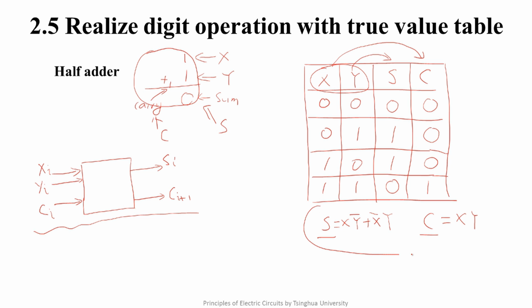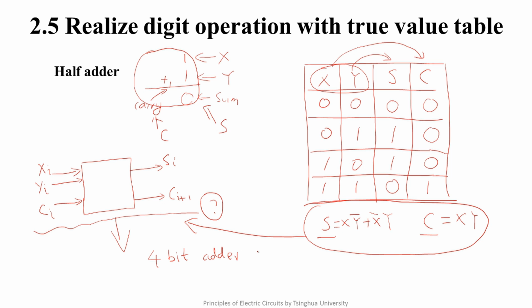You may think about how to realize a full-adder since you've implemented a half-adder. Furthermore, how to realize a 4-bit adder based on a full-adder? It's not difficult to realize them if you understand this lecture. Okay, this is the end of this lecture.